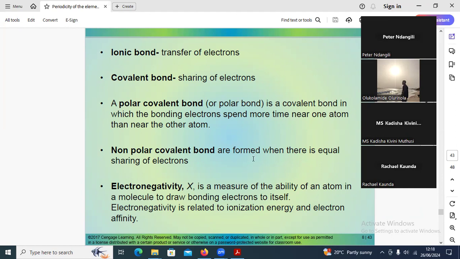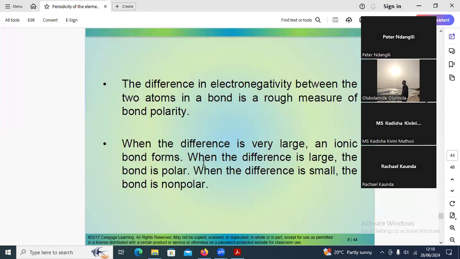When we talk about electronegativity, we say that it's a measure of the ability of an atom or a molecule to draw the bonding electrons towards itself. And that electronegativity is related to ionization energy and the electron affinity. The difference in electronegativity between two atoms in a bond is a rough measure of bond polarity.